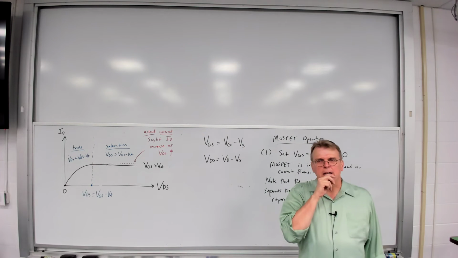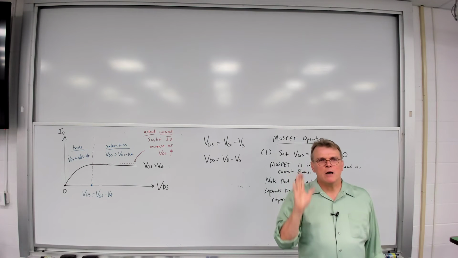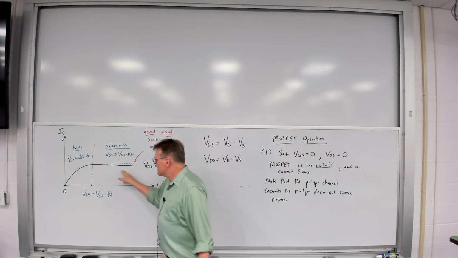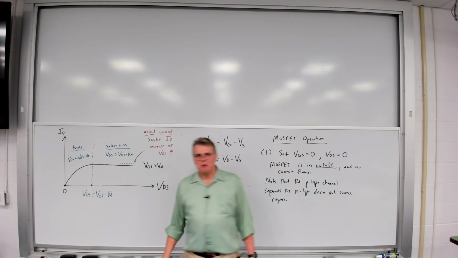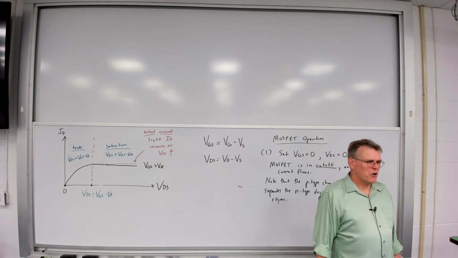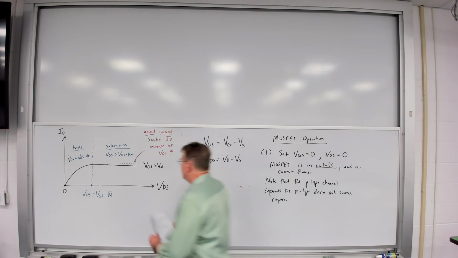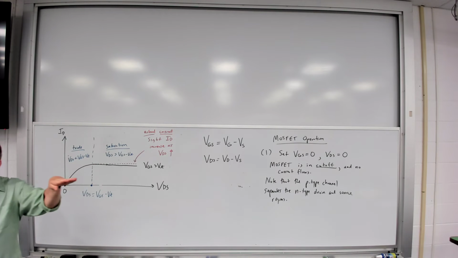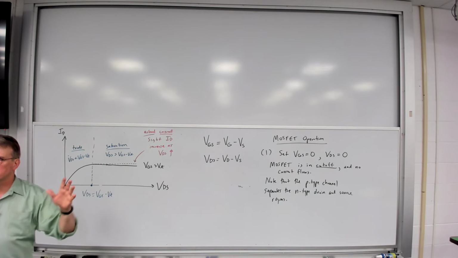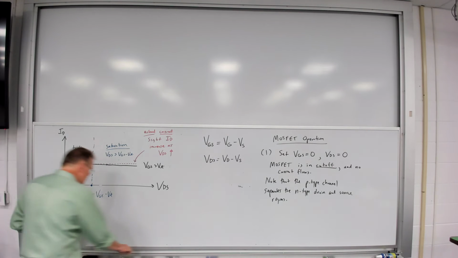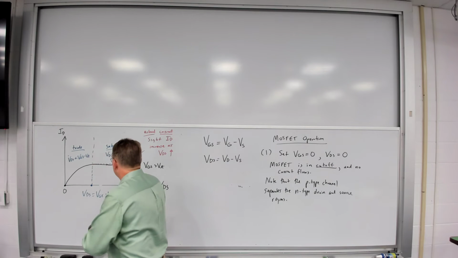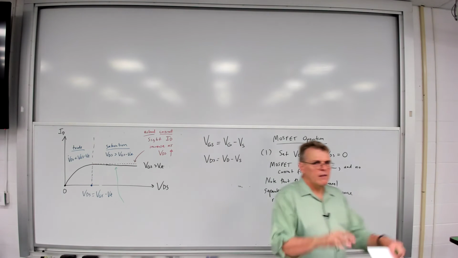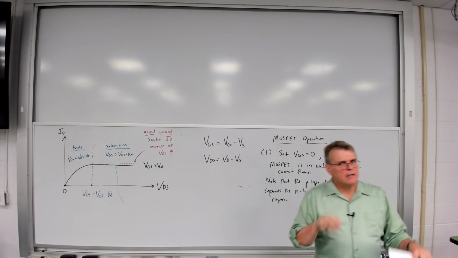So let's think about this. An element where the current remains constant no matter what the voltage is across it. What does this saturation region remind you of from circuits 1? Current source. Yeah, think about it. Isn't this behavior similar to a current source? It's a constant current regardless of the voltage between the drain and the source. And this is an important thing. In this region, in saturation, the MOSFET is behaving very much like a current source.